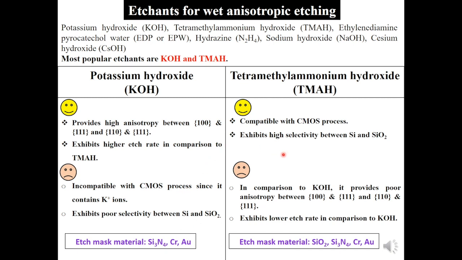In the case of tetramethylammonium hydroxide, that is TMAH, the main advantages are that it is compatible with the CMOS process and exhibits high selectivity between silicon and silicon dioxide. The major drawback of this etchant, in comparison to KOH, is that it provides poor anisotropy between 100 and 111, and 110 and 111. It exhibits a lower etch rate in comparison to KOH. The most common etch mask materials in TMAH are SiO2, silicon nitride, and chromium.